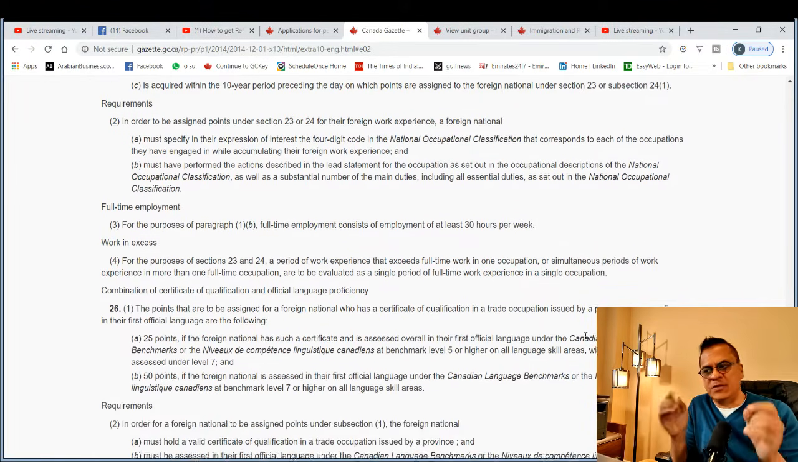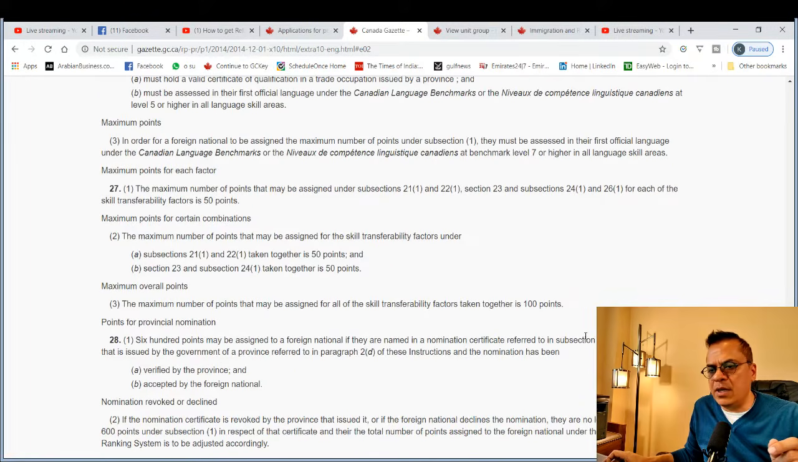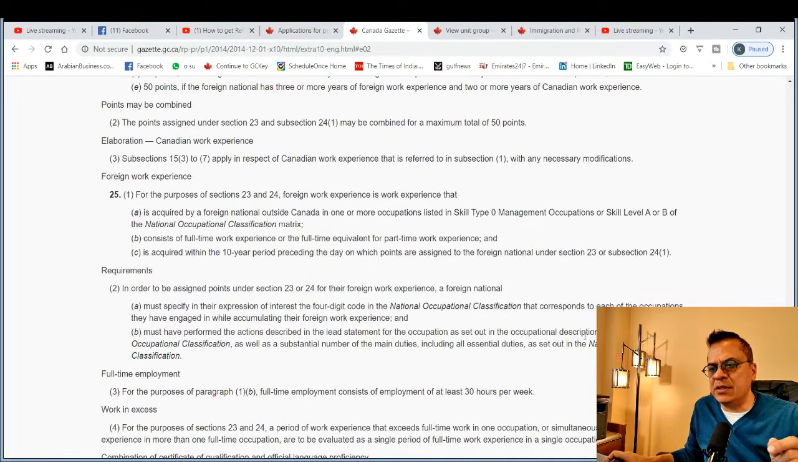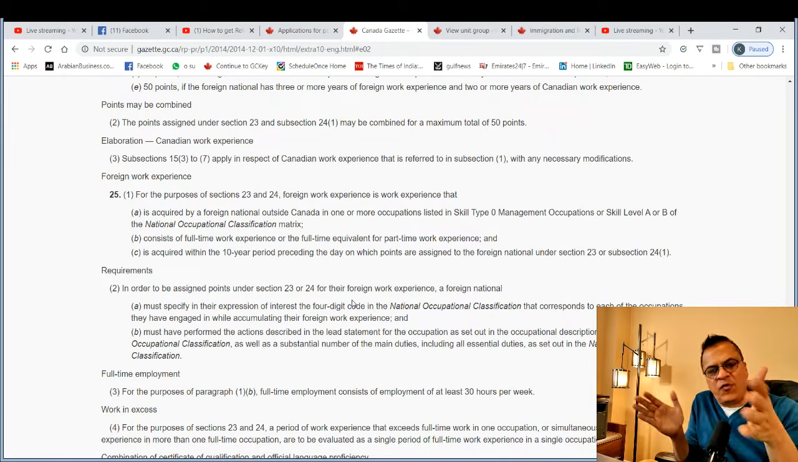And where can I bring that up? Somewhere in these ministerial instructions, you will also find that if you are working more than 30 hours a week, then the work in excess is not considered. So if you work 40 hours a week, they don't care about the extra 10 hours. They are only interested in the 30 hours per week.